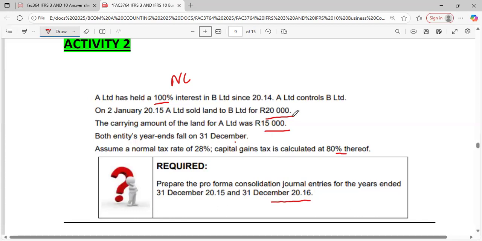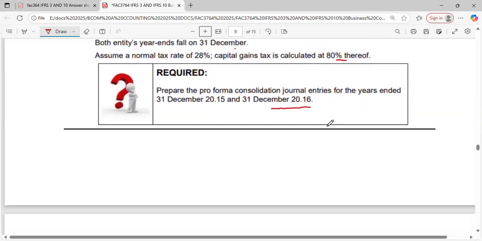Okay, so what it means here is there is an intra-group profit. They sold between the members of the group for 20,000. The carrying amount is 15,000, so there's a profit element of 5,000 here. This is what we want to eliminate, this profit element of 5,000. Let's see how the journal will look.